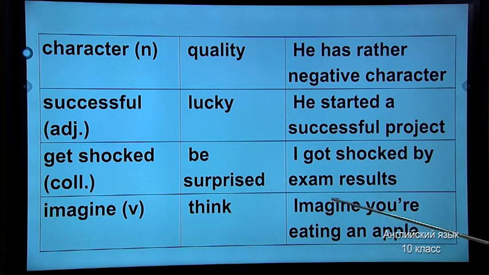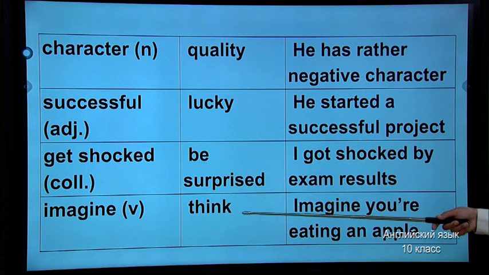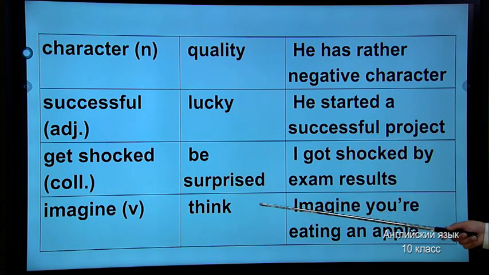And the next word is character. It is noun, means quality. And the sentence: he has rather negative character. The word successful means lucky. The next: he started a successful project. The next, get shocked. Means be surprised. I got shocked by exam results. The word imagine, it is verb, means to think. Imagine you are eating an apple.